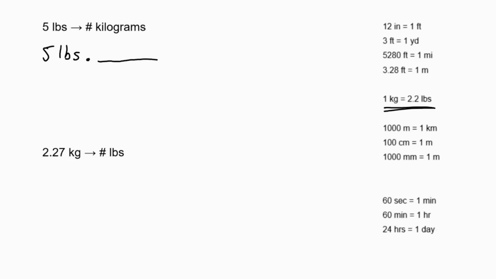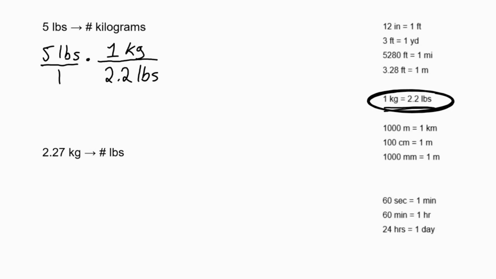So once again, keeping in mind that the entire idea of this is to be able to cancel out the units. 1 kilogram is equal to 2.2 pounds. Where do we want to put the pounds? Well, we have pounds on the top over here, and we want to put pounds on the bottom over here in the denominator. So we have our 2.2 pounds is equal to 1 kilogram.